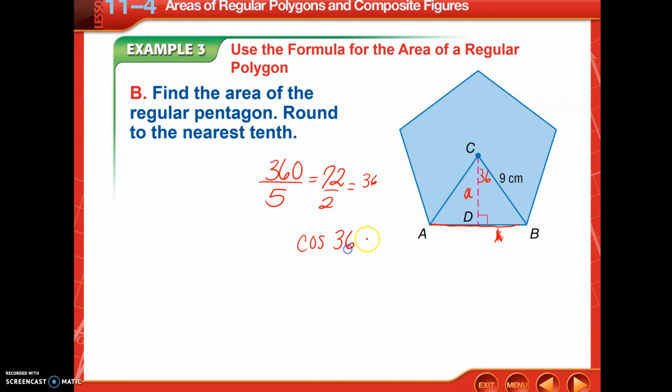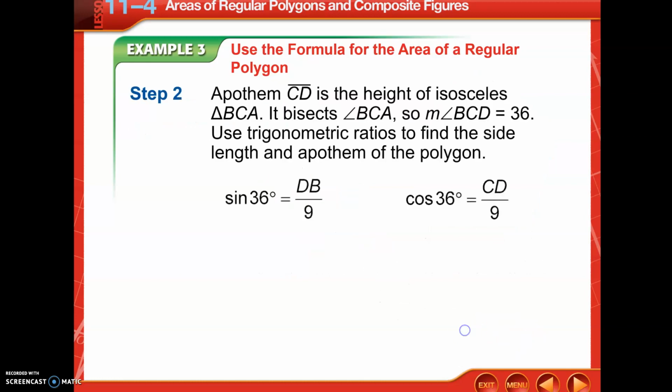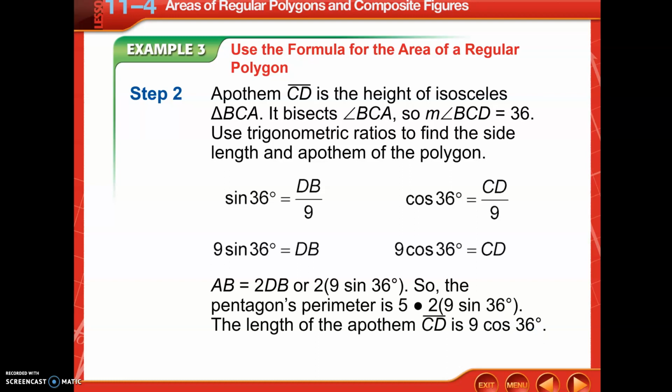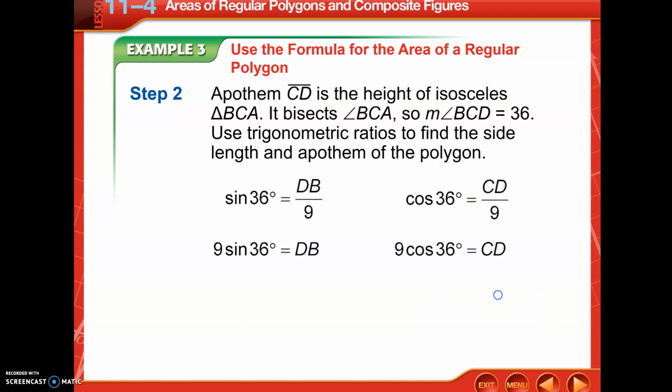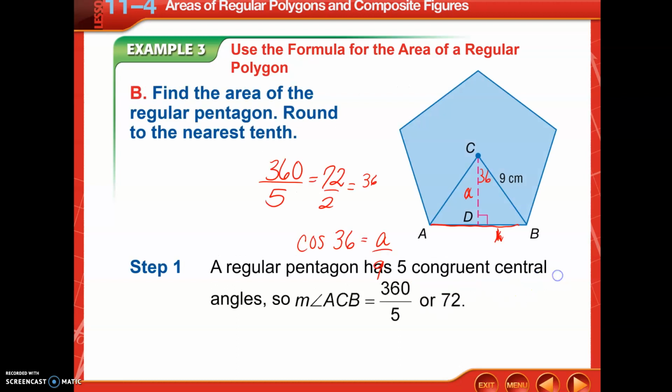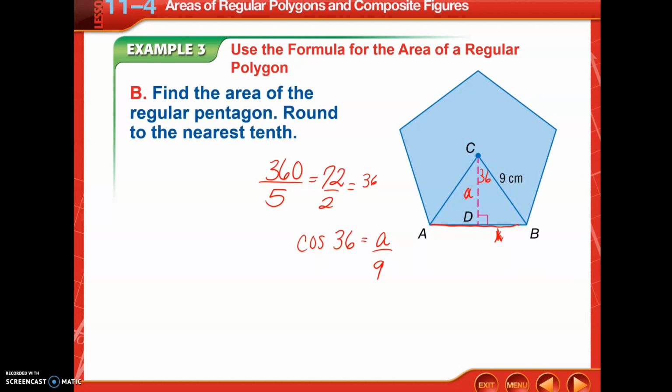Cosine 36 equals adjacent over hypotenuse. So 9 times the cosine of 36 should give me this apothem. So my apothem gives me 7.3. And then to find my side, I can either use Pythagorean theorem or sine.